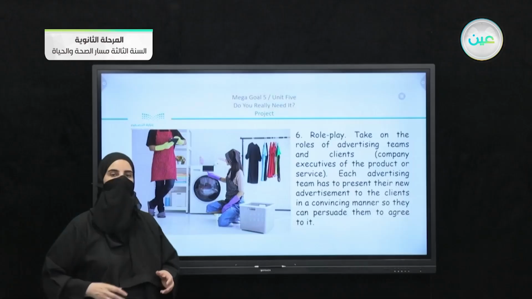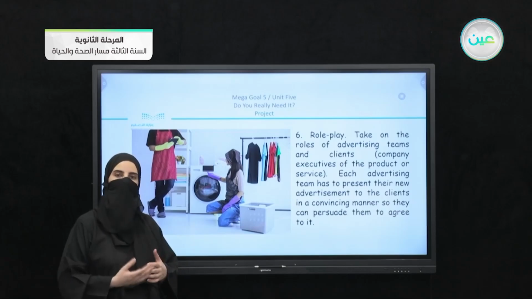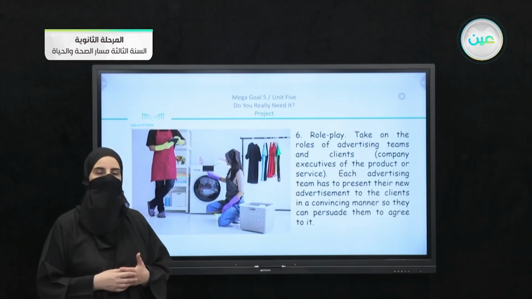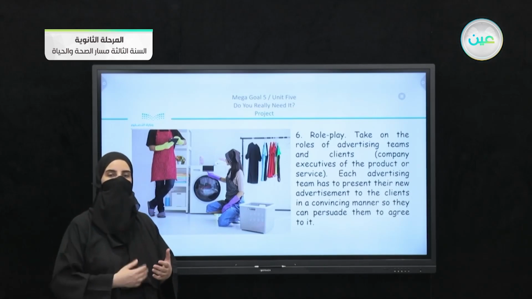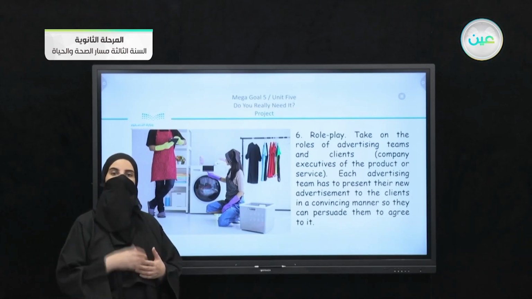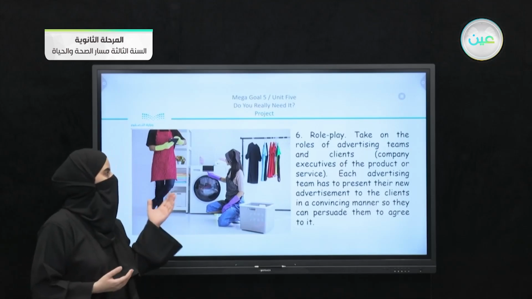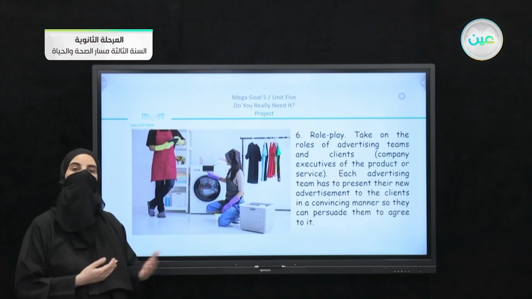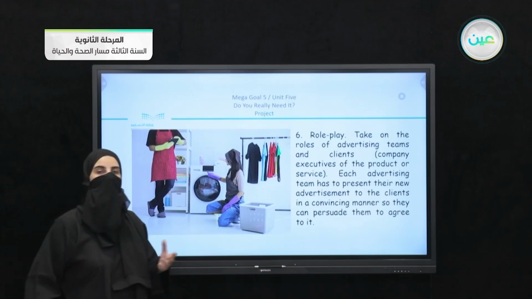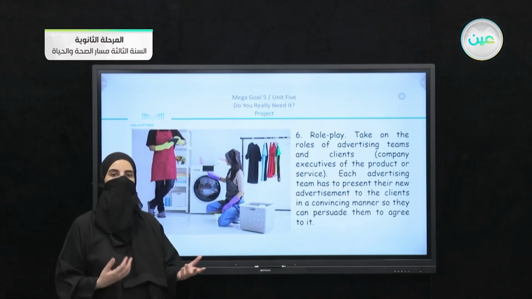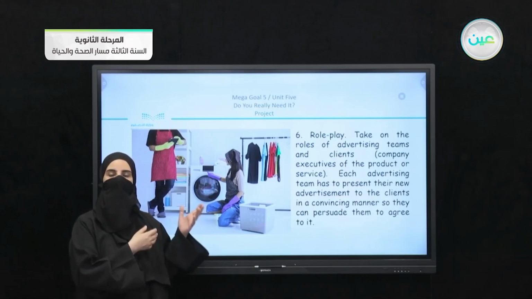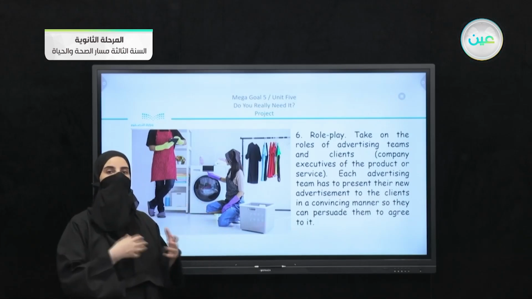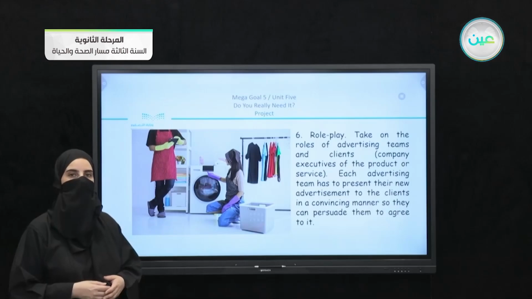So it's not just about designing the project here or the advertisement. Part of the project is actually in the enjoyable way of role playing. So some people are going to act as consumers. Other people may act as the producers of the company. And other people may act as the advertisers. Now you are going to have different conversations and act as if it was true about this kind of product that you are going to present.